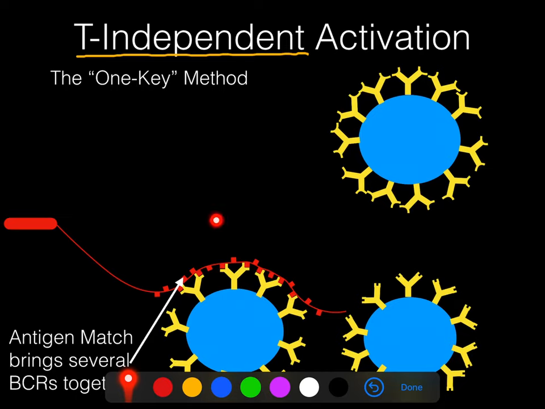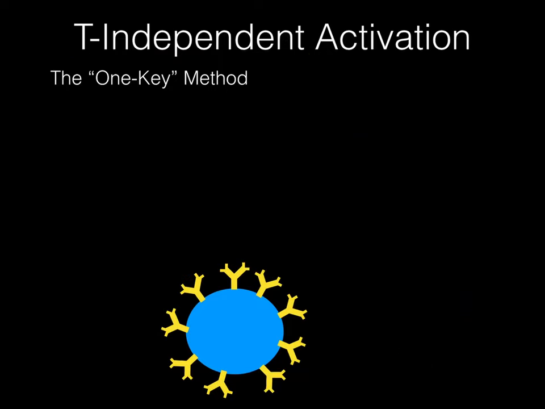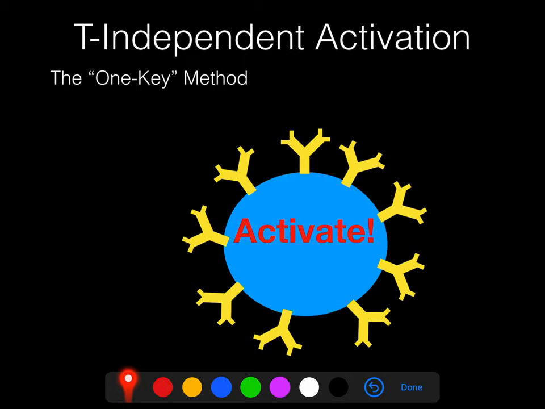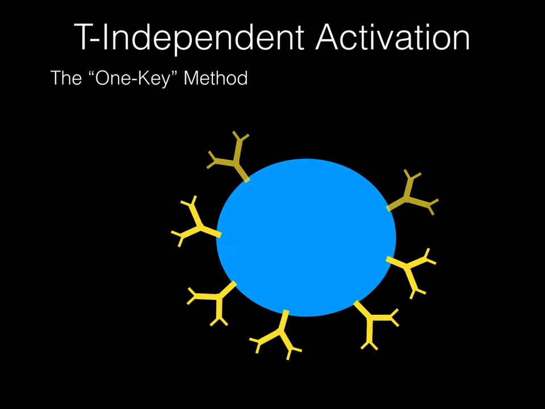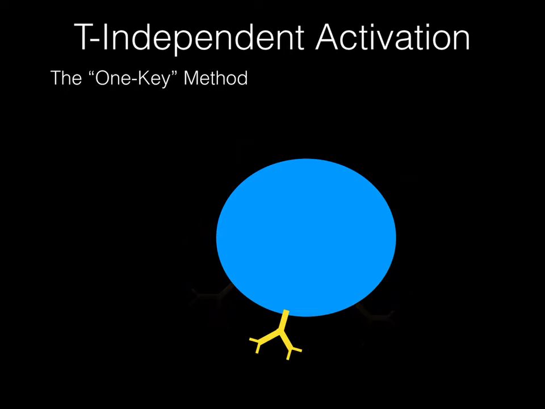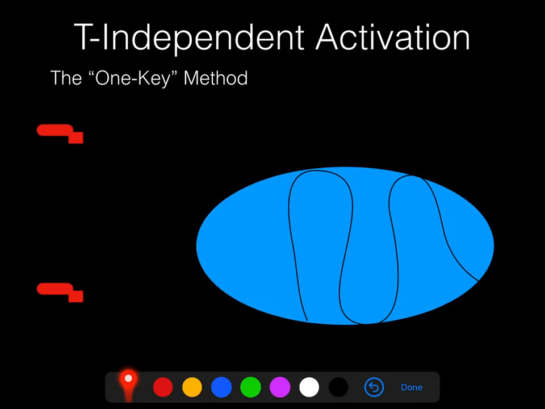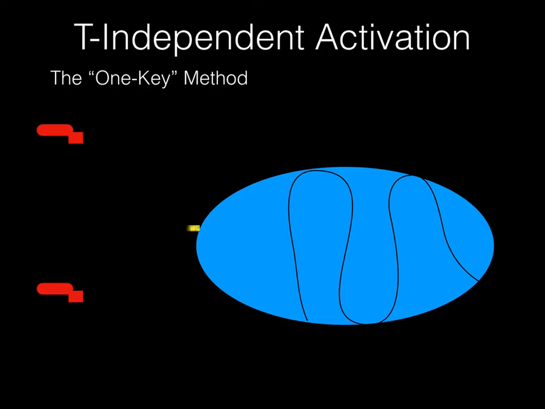Well, this B cell receives an extremely strong signal from all of these receptors that are being bound together. And so now it becomes active. And when it activates, what it's going to do is take in all of its B cell receptors. And then it's going to differentiate into a plasma cell. And by the way, when it does this, it's actually going to divide a whole bunch, so you get a whole bunch of plasma cells, and plasma cells make antibodies.